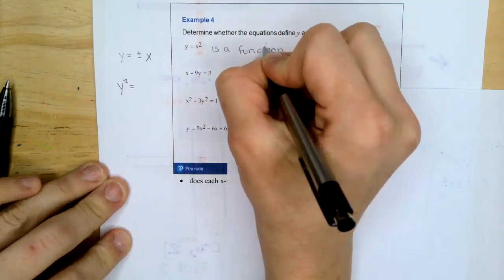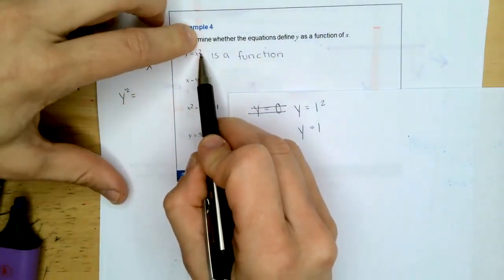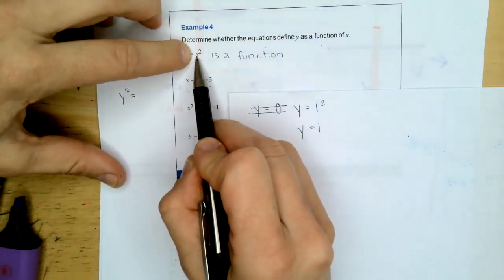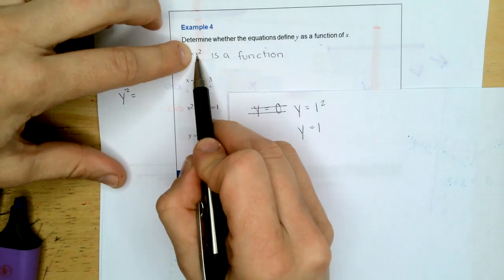So you solve for y and you kind of just describe it to yourself. A number squared. Taking a number and multiplying it by itself will always give me only one answer.